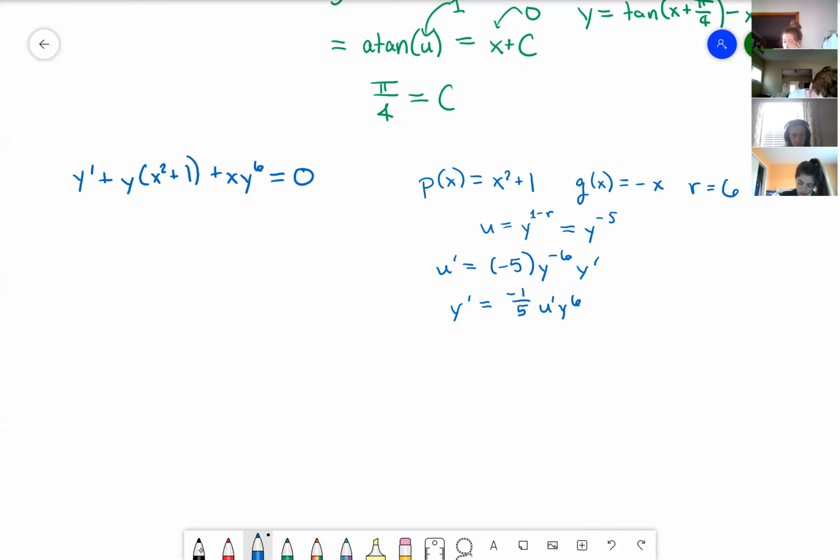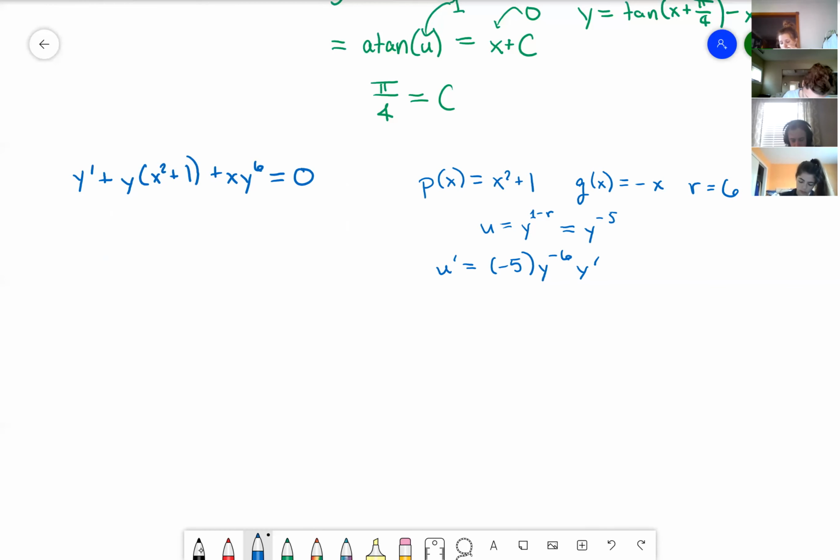So this first term we'll rewrite as minus 1/5 u prime y to the 6th. Let's see, this y we will rewrite. No, I think this is going to be easier if I just do the rewriting like I did before. I think this is the method that they go through in the book, but the way that I do it is actually easier.